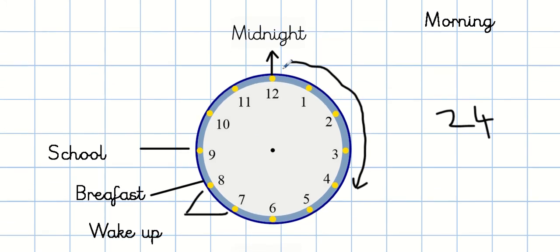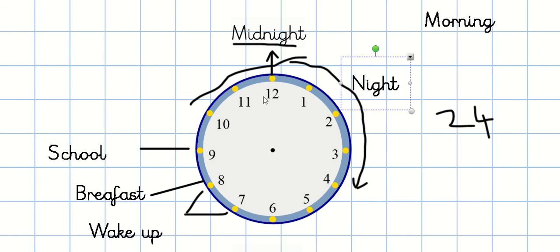So it starts at midnight, which is still the night, and that would be called the evening or the night time. So from about 10 to here is what we call night. And that involves midnight, which is the middle of the night and happens at 12 or 12 p.m.